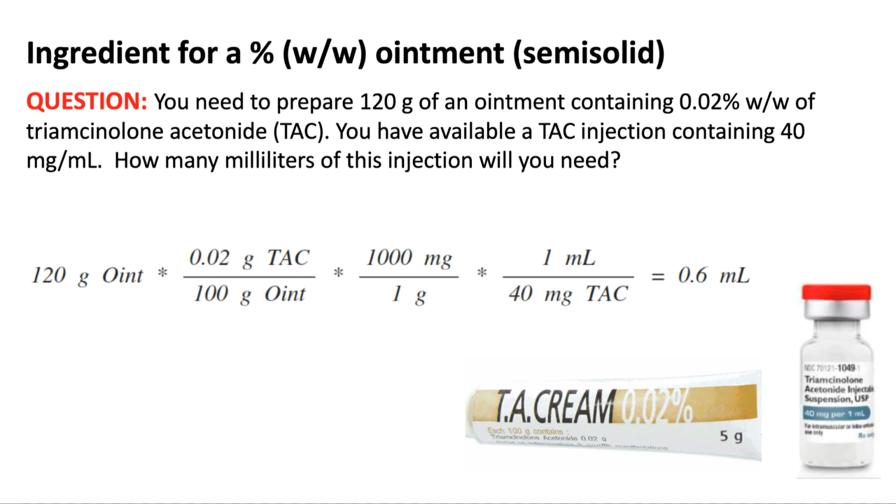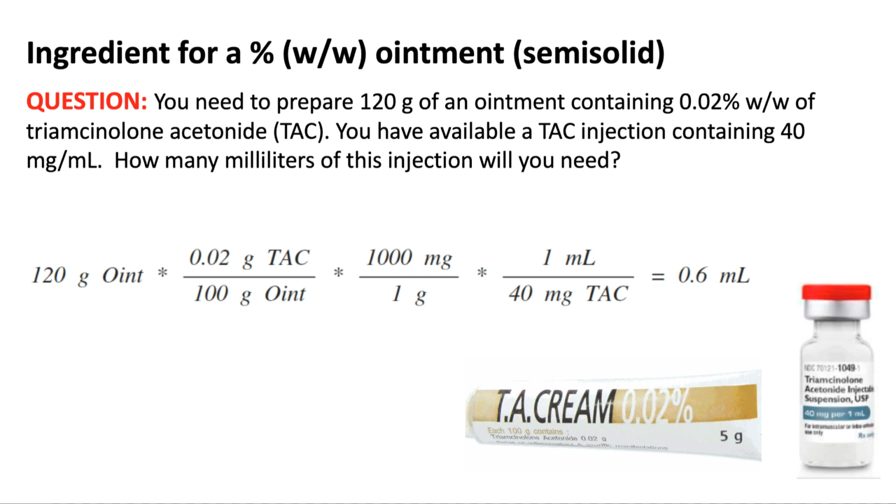Now, I'm eventually going to get to my injectable here, but my injectable concentration of triamcinolone is in milligrams. So my next step will be to convert my grams of triamcinolone to milligrams by multiplying by the fact that there's 1,000 milligrams for every 1 gram. Now units of grams cancel, and I'm on units of milligrams.